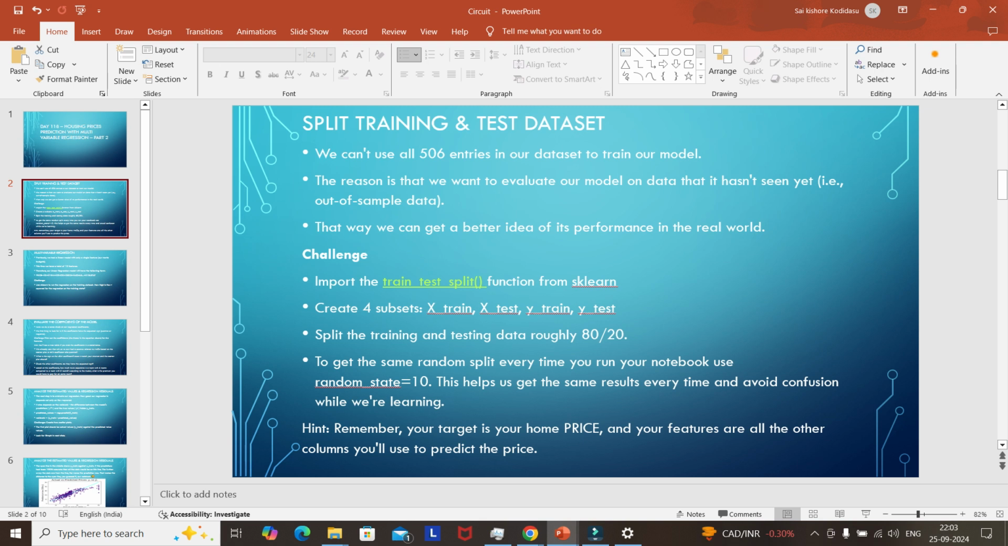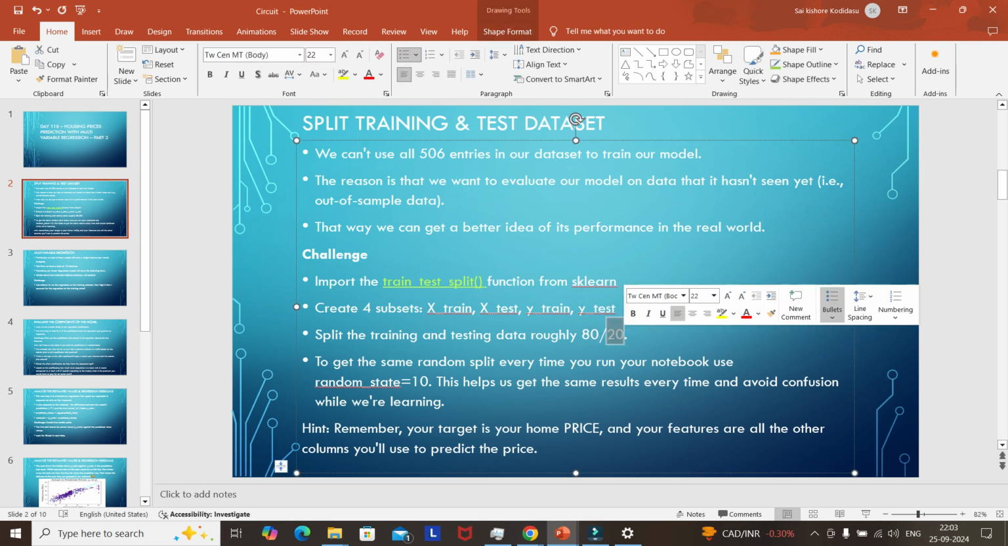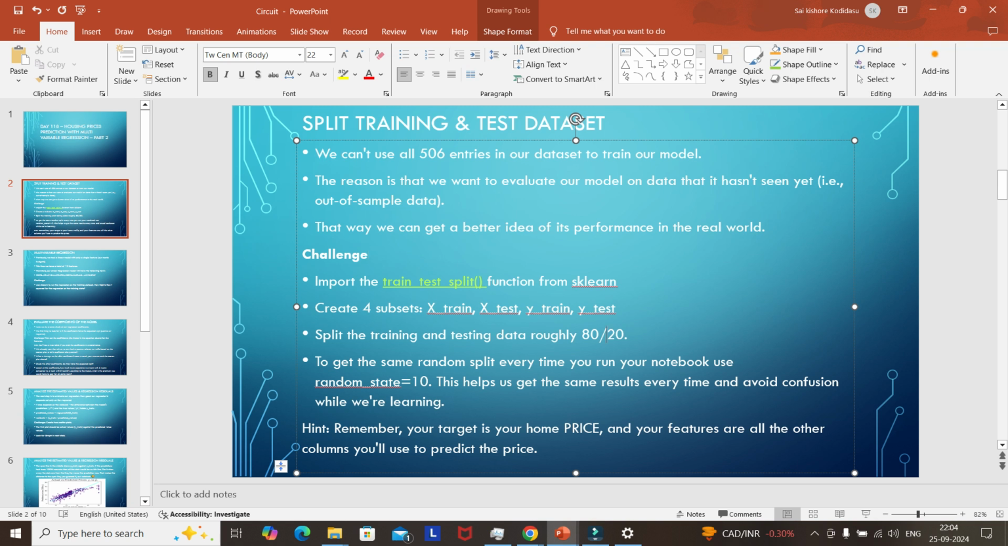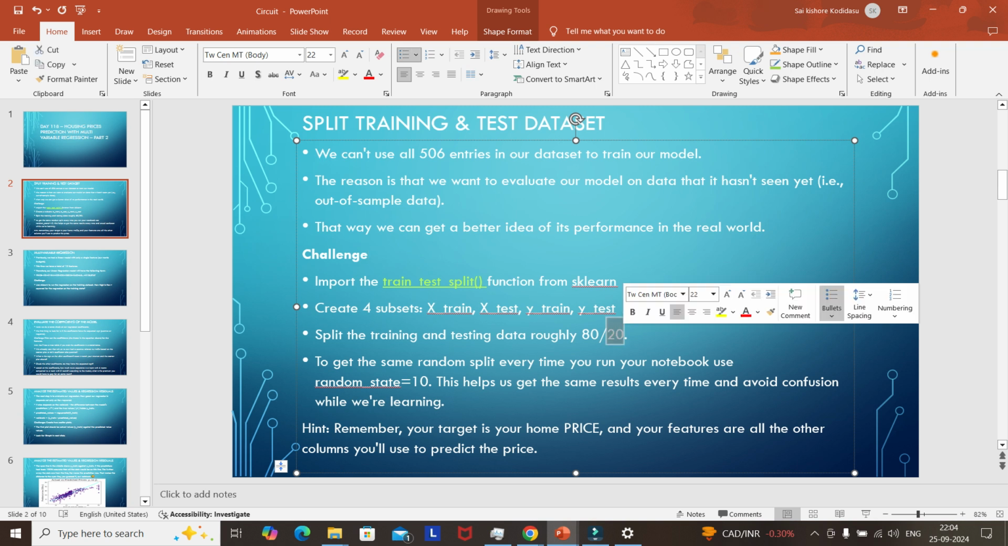So that's the importance of why we need to split the training data. Roughly it should be 80/20. For example, if you take 100 data points, 80 data points we use to train our model, and then we predict some amount using this trained model and the already available data.